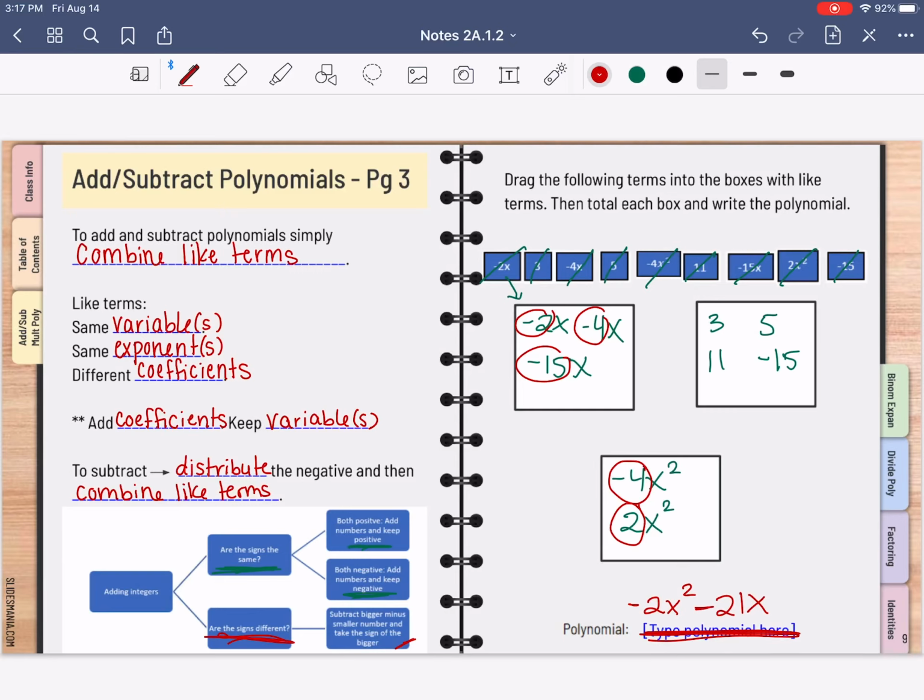And the last one is the constants. So these 3 are positives. I'm going to add those together first. 3, 5, and 11, that equals what, 19? And then 19 minus 15 is 4.